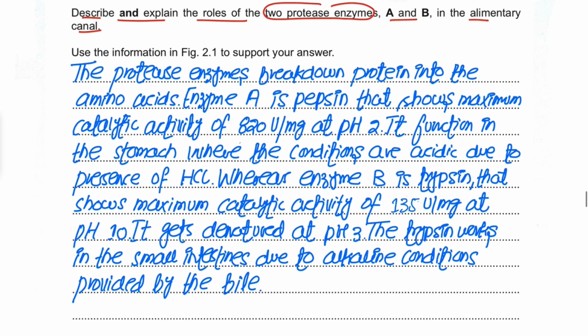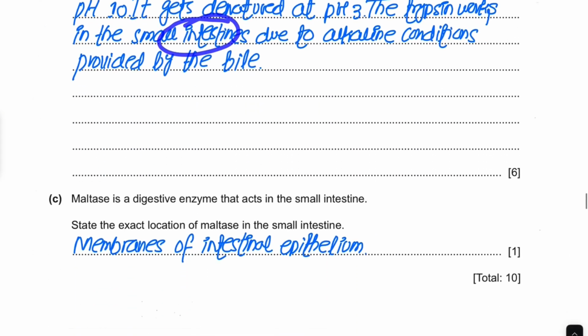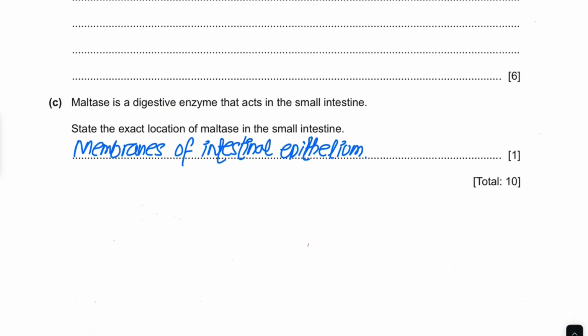Here you have to be careful that we were supposed to describe and explain the role. So the explanation is coming in terms of their roles that we see for the enzyme A in the stomach and for the enzyme B in the small intestine. Now moving onward, for 1 mark they say maltase is a digestive enzyme that acts in the small intestine. They are asking you to tell the exact location of the maltase in the small intestine.